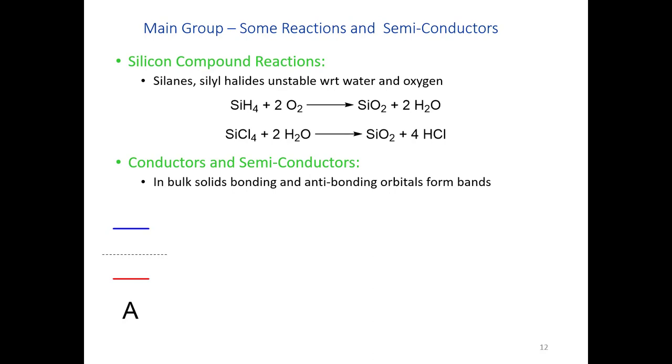Now at this point, we will look very briefly at insulators, semiconductors, and metals because you should be aware of how their different electronic structures influence their conducting properties.